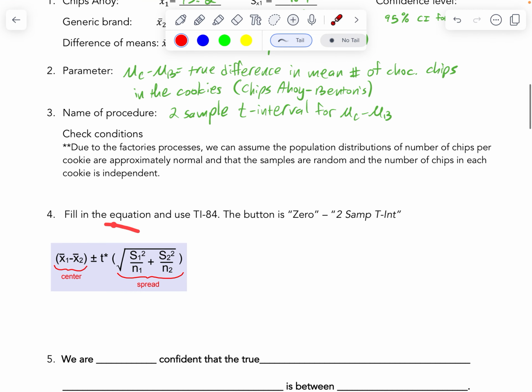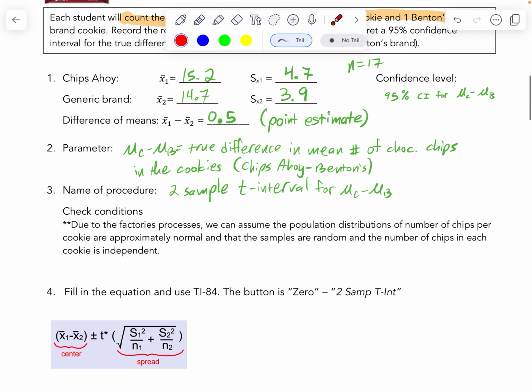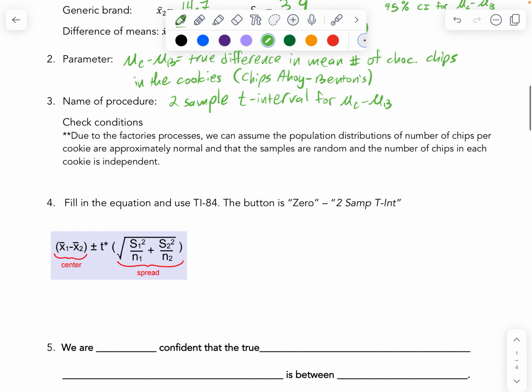So we're good on the conditions. Here is the formula. This is on your cheat sheet. The center is with x bars. At the beginning of the chapter, it was p1 minus p2, p hat 1 minus p hat 2. Now it's x bars. We already did that. That's these numbers right here. So that is 15.2 minus 14.7. We already know that's 0.5.